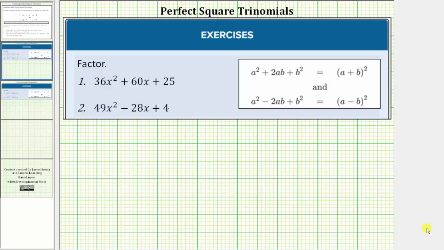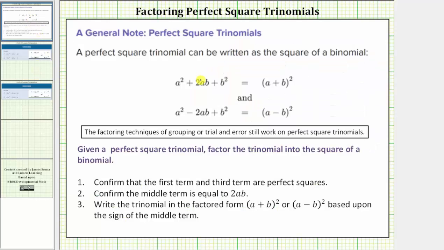In this lesson, we will learn how to factor a perfect square trinomial using a shortcut factoring formula. A perfect square trinomial will always fit one of these two forms, where if the form is a squared plus 2ab plus b squared, the trinomial factors into the square of the quantity a plus b, and if the perfect square trinomial fits the form a squared minus 2ab plus b squared, it factors into the square of the quantity a minus b.